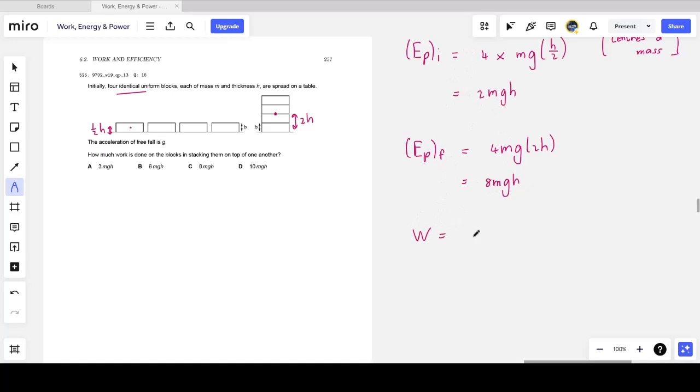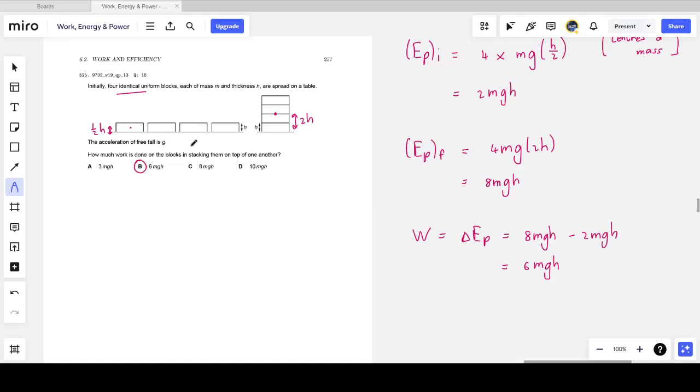So the work done in stacking the blocks is the change in gravitational potential energy, which is 8 mgh final minus initial 2 mgh, and the work done will therefore be 6 mgh, and that corresponds to option B.